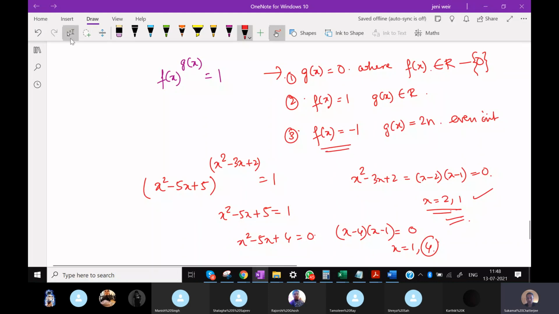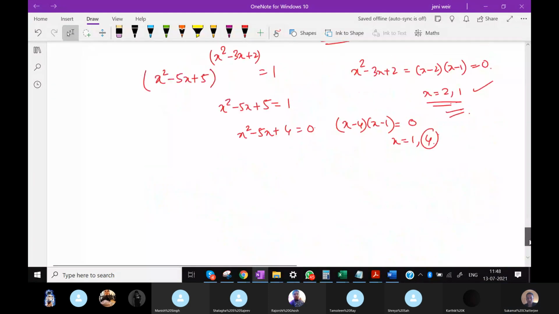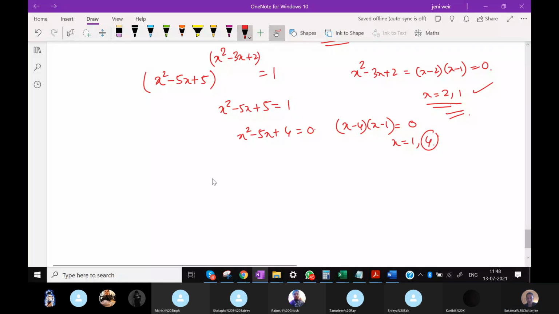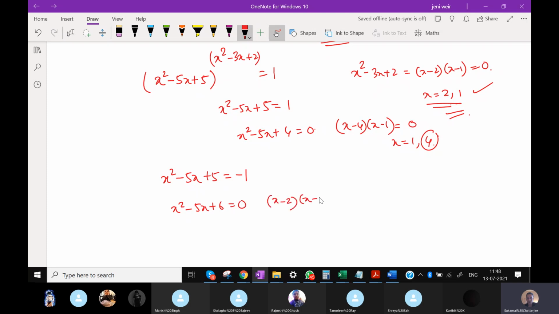The last case is f of x equal to negative 1, which means x square minus 5x plus 5 equal to negative 1, or x square minus 5x plus 6 equal to 0. That means x minus 2 into x minus 3 equal to 0, which means x is equal to 2 or 3. Now, I have to be careful that for the values that I'm seeing here, the power should be even. So the power here is x square minus 3x plus 2.